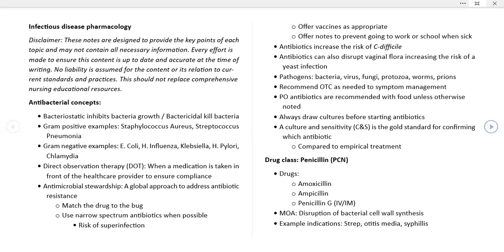Examples of gram-positive, I don't know that you'd have to know this at the RN level. You probably already learned this in chemistry or microbiology. Staph aureus, streptococcus pneumonia, etc. Some gram-negative ones would be E. coli, H. influenzae, Haemophilus influenzae, Klebsiella, H. pylori, Helicobacter pylori, chlamydia. Those are examples of gram-negative. Again, gram-positive and gram-negative refer specifically to antibiotics.